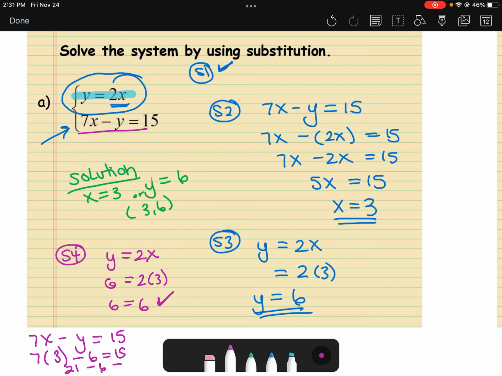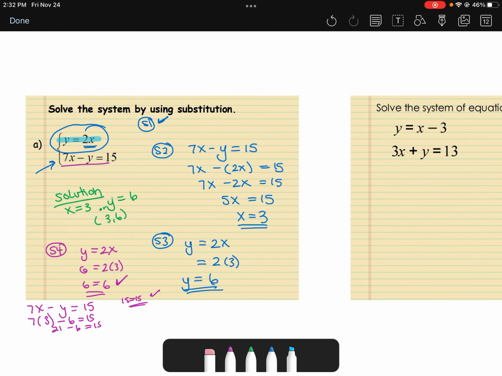So I have 21 minus 6 equals 15. And 21 minus 6 is 15. So 15 is equal to 15. Both of them check out, so we know that is correct. For the sake of the length of this video, I won't be checking the answers every single time, except for this one here. So again, that's how you would want to check your answers for that. Okay, so again, that's all we have to do there.